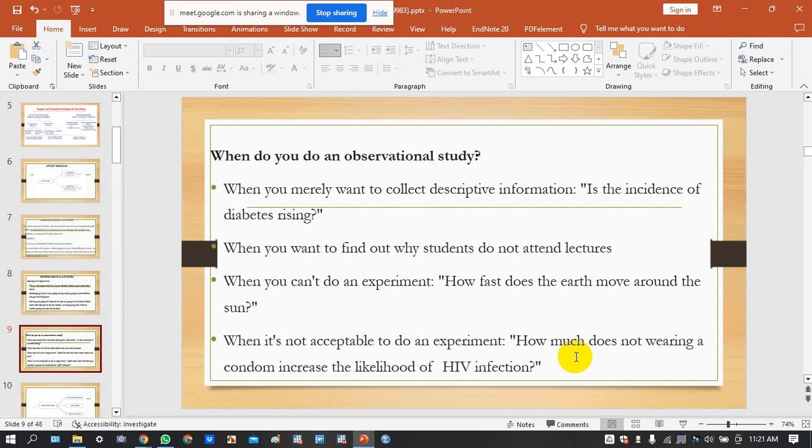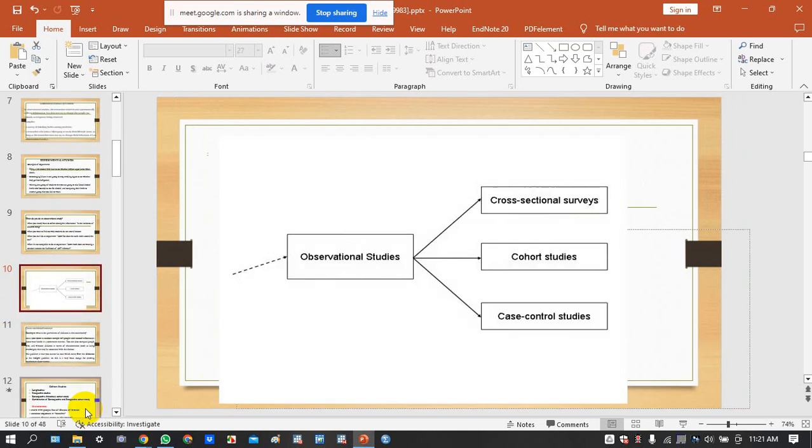The rate of HIV in them is compared to married men who don't go around chasing women in skirts. You look at the prevalence of HIV in those who go around cheating on their wives, and this becomes an observational study. But if you are telling them not to wear a condom, go and sleep with women outside and see whether they will get HIV or not, it is an impossible study. You can't do an experiment with that. Okay, so let me pause and save this recording.